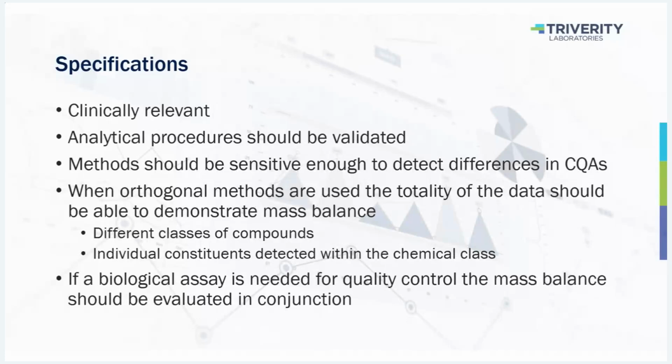When you're using orthogonal methods, so again, we're talking in the hemp example, cannabinoid and terpene testing, you need to take the data and look at it together to try to demonstrate the mass balance. So total amount of terpenes, total amount of cannabinoids, whether they're known or unknown for both of them. But then you should also report individual constituents within the different chemical classes. If a biological assay is needed for quality control, you should evaluate mass balance in conjunction with the biological assay.